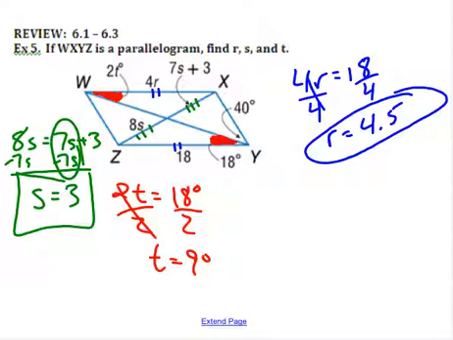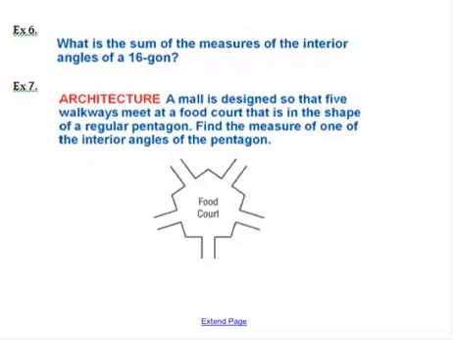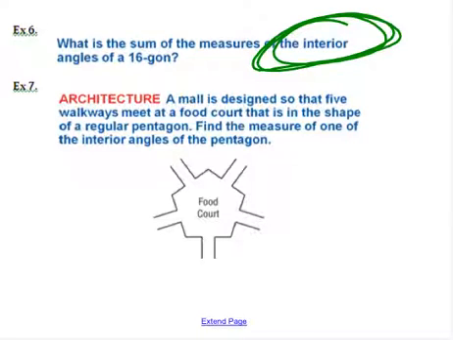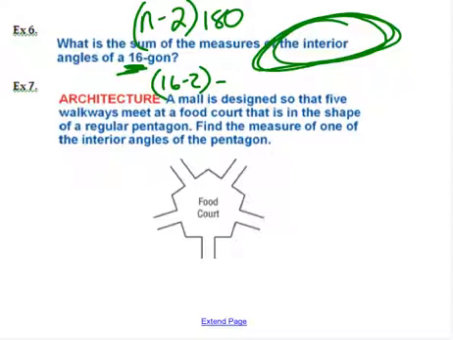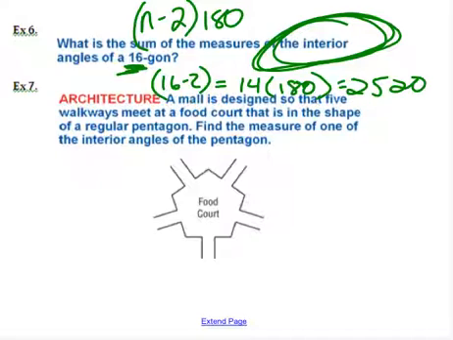Alright, then this last one. Example 7, sorry. Ignore example 6. What is the sum? Here's the key word. Interior. Interior needs to trigger your memory. N minus 2 times 180. So if it's a 16-gon here, 16 minus 2 is equal to 14 times that 180 is going to be 2,520. And no, I didn't do that in my head.